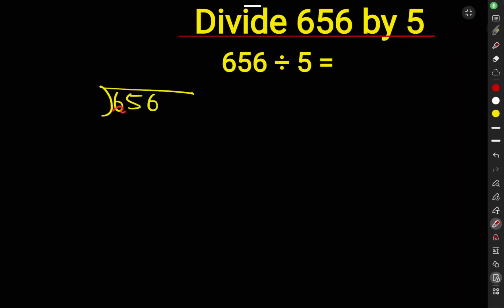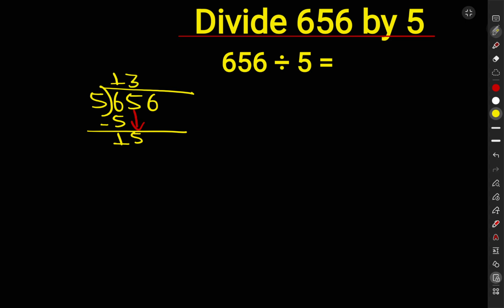We divide 656 by 5 in the long division method. 5 times 1 is 5. On subtracting we get 1. So now we put down this 5 and it is 15.